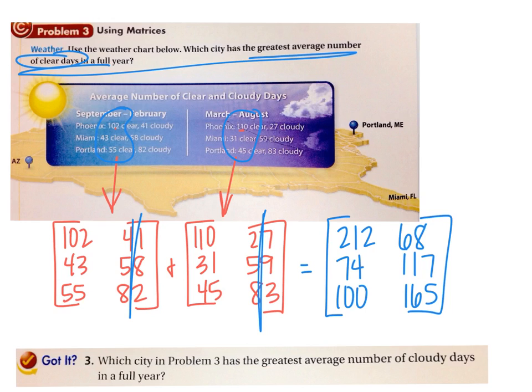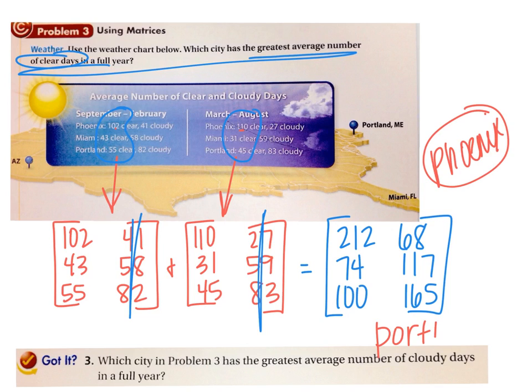So, pretty much, which city has the greatest number of clear days? Which one's bigger? That would be Phoenix. So to answer the question, you would say Phoenix. And then number 3 down here asks you to look and see which one has the greatest number of cloudy days. So which one's bigger here? Oh, it's Portland. Is that surprising? Probably not. Oops. If I could spell, that'd be great. Portland. Okay, so that answers number 3.